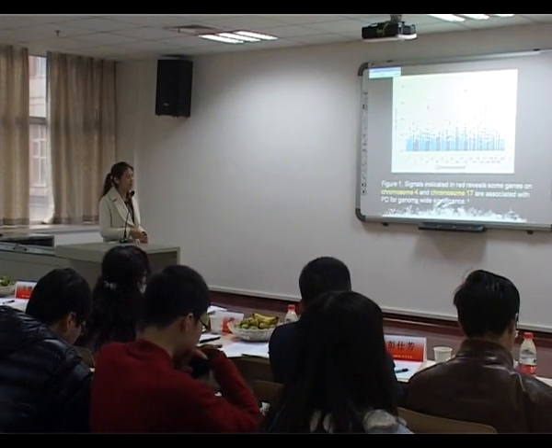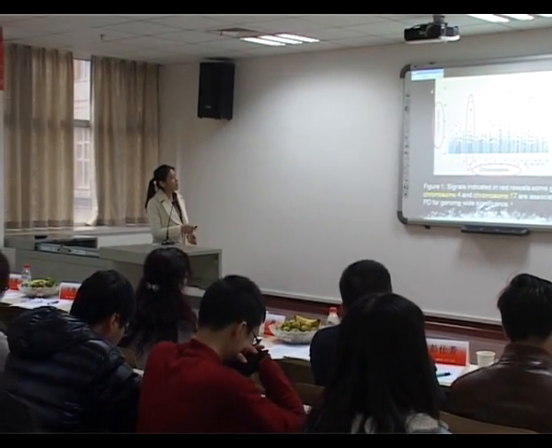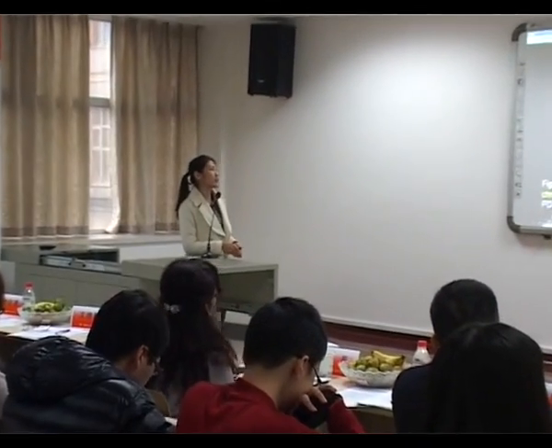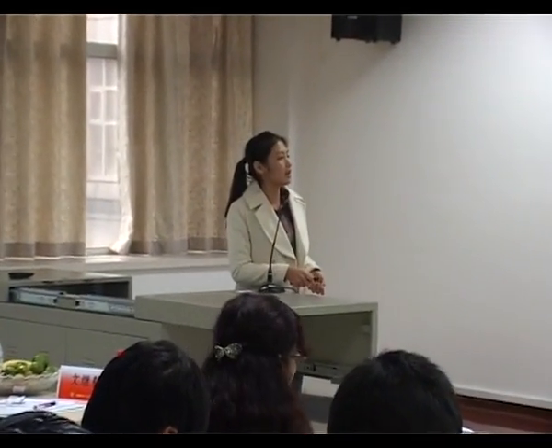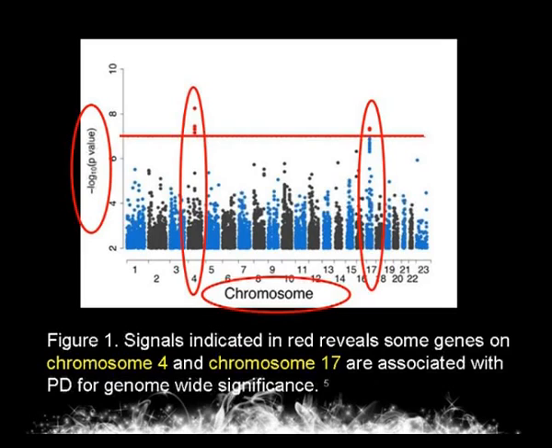As it's shown in this figure, this axis is the P value, and this is the chromosome. The dots in red reveal that some genes on chromosome 4 and chromosome 17 have a relationship with Parkinson's disease. And we should go into further study.